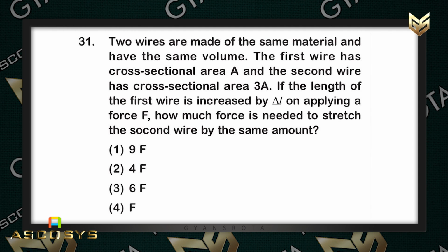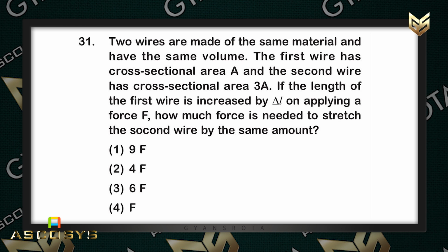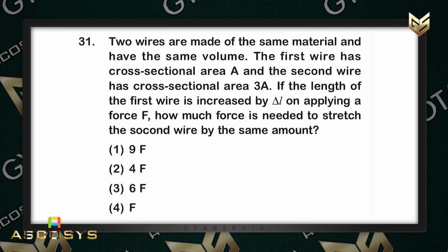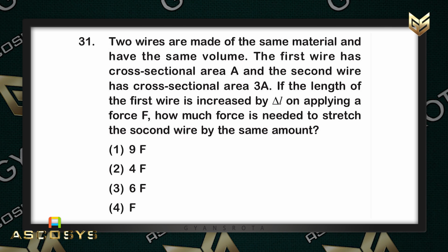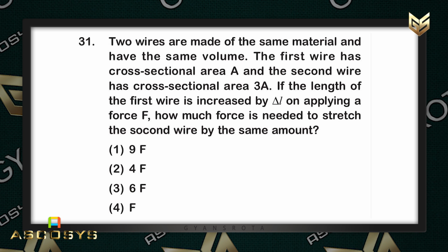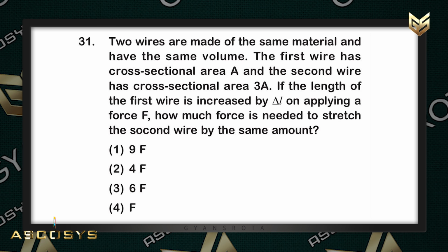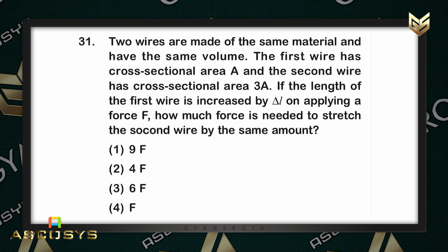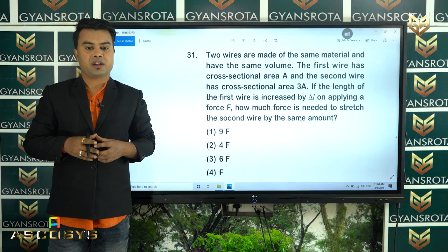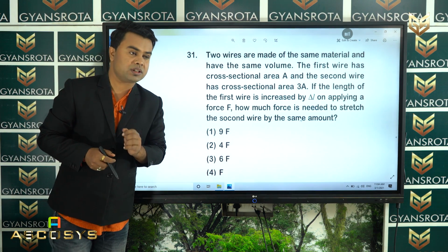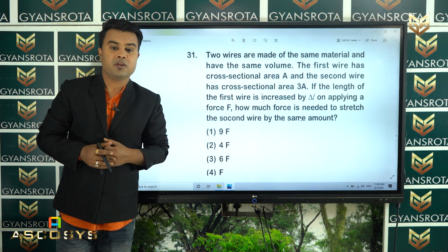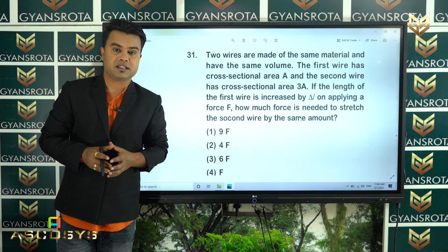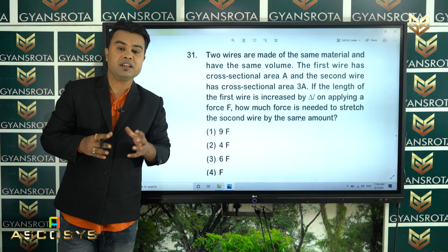Question number 31. Two wires are made of the same material and have the same volume. The first wire has cross-sectional area A and the second wire has cross-sectional area 3A. If the length of the first wire is increased by delta L on applying a force F, how much force is needed to stretch the second wire by the same amount? If you look at the question, this is from the chapter Mechanical Properties of Solids, where you have to use Young's modulus of elasticity. If you know Young's modulus of elasticity, you can solve it.